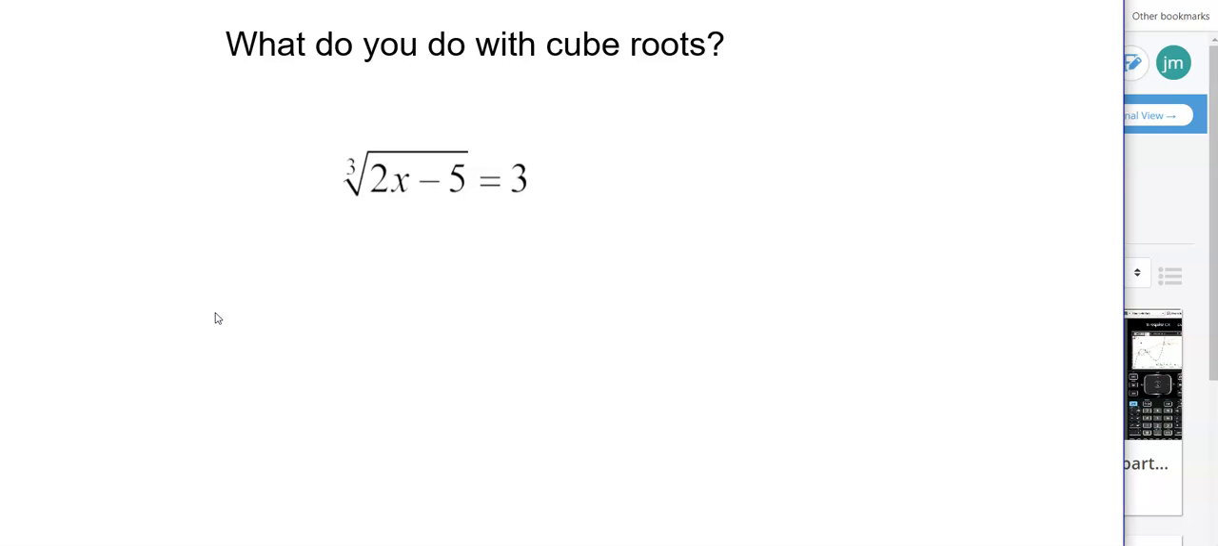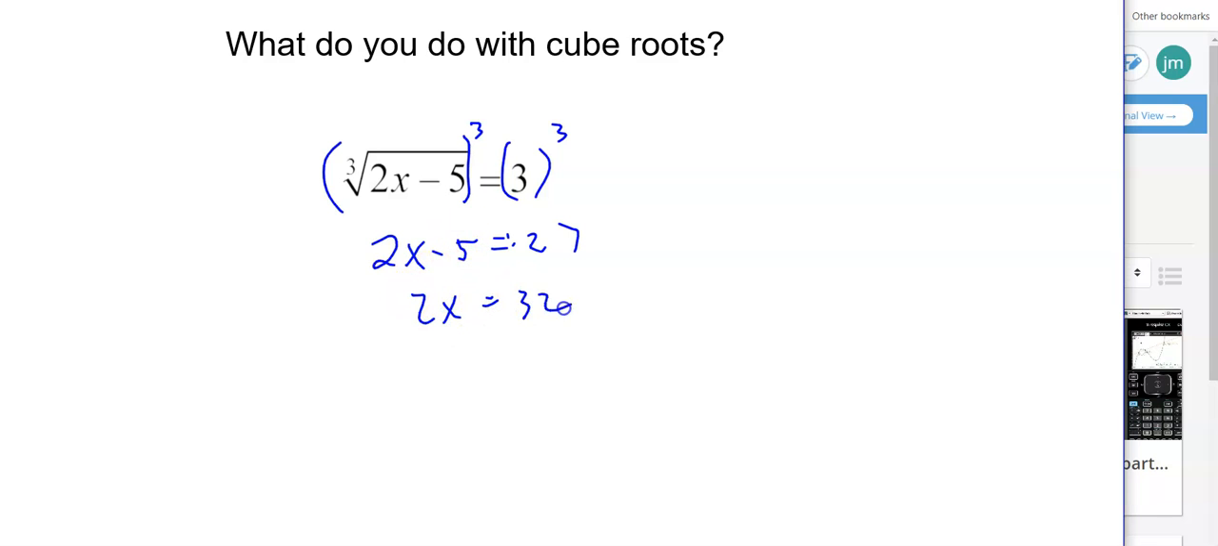What do you do with cube roots? So the opposite of cubing a side, again, the whole side has to be cubed, would be putting it to the third power. That's the opposite of cube rooting. So on the left, that's nice. You get 2x minus 5 equals 27. Add 5, so 2x equals 32. Divide by 2, get x equals 16.